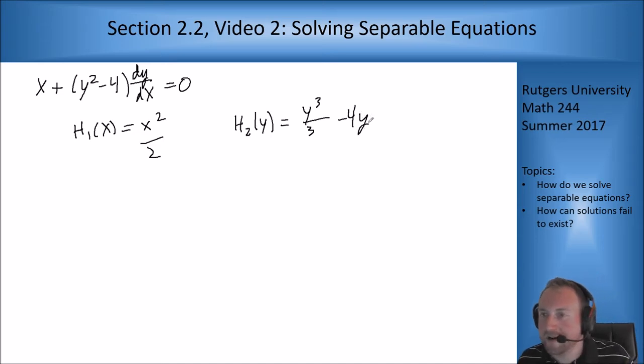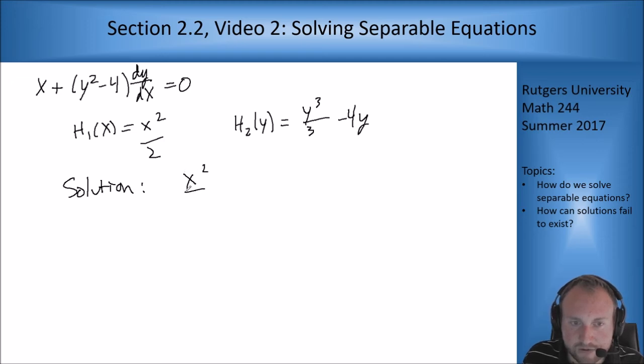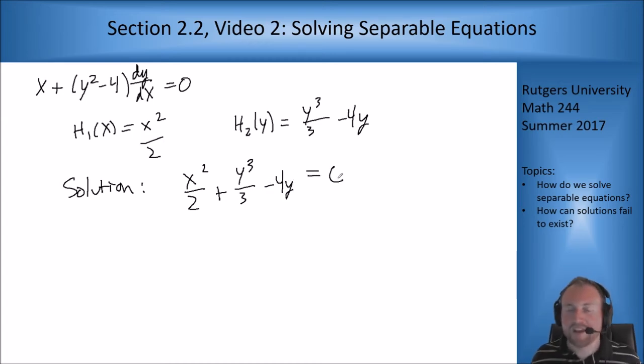Make sure you know how I got those two functions. It should be clear. You should know how that works. Just make sure you can follow that. So then my solution is x squared over 2 plus y cubed over 3 minus 4y equals some constant c. And the constant c depends on initial conditions.